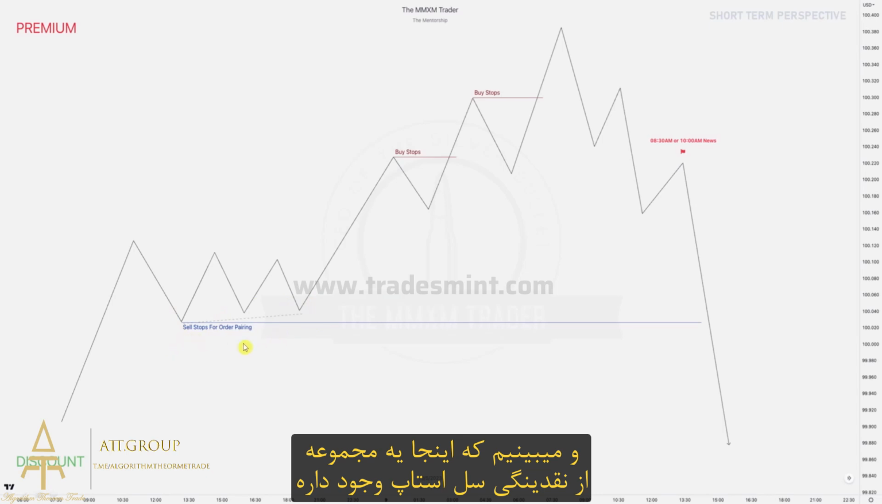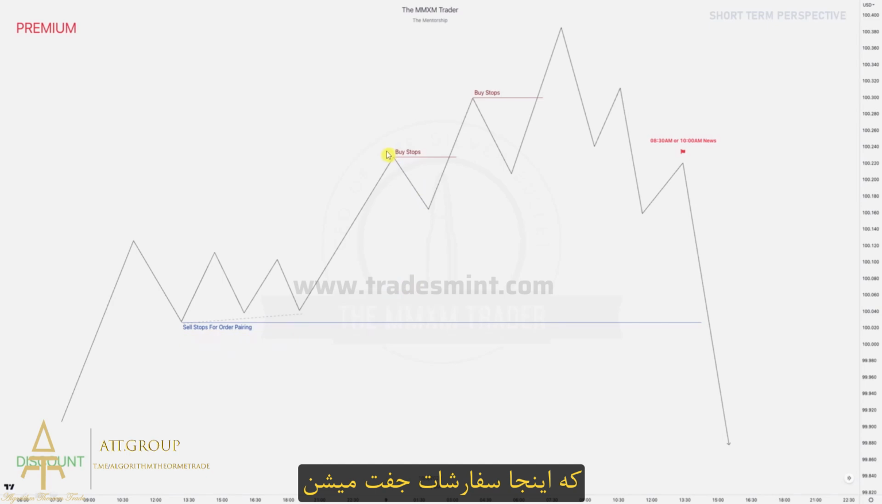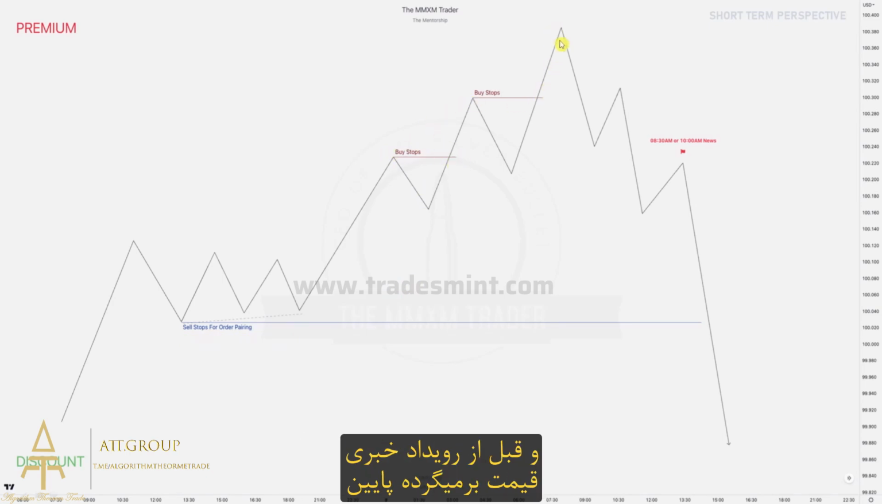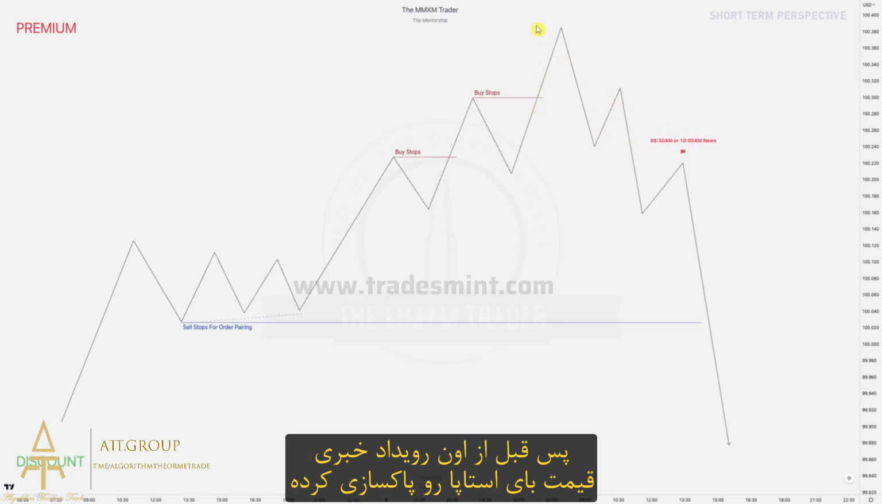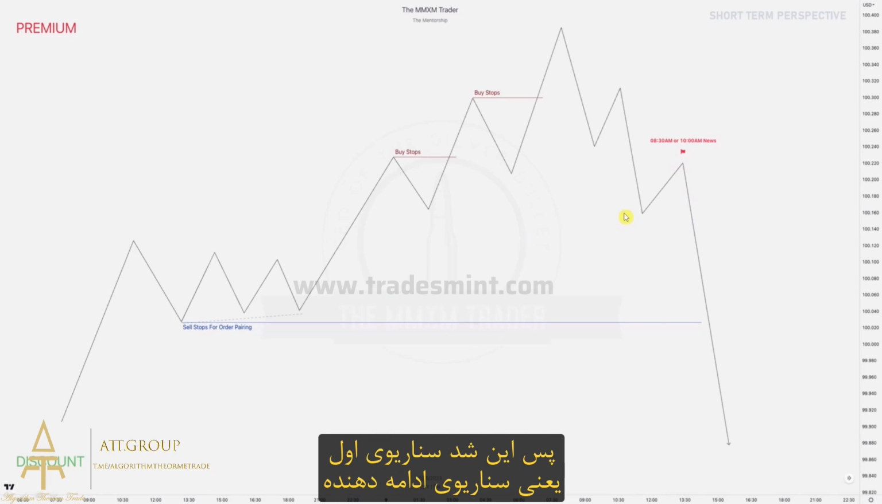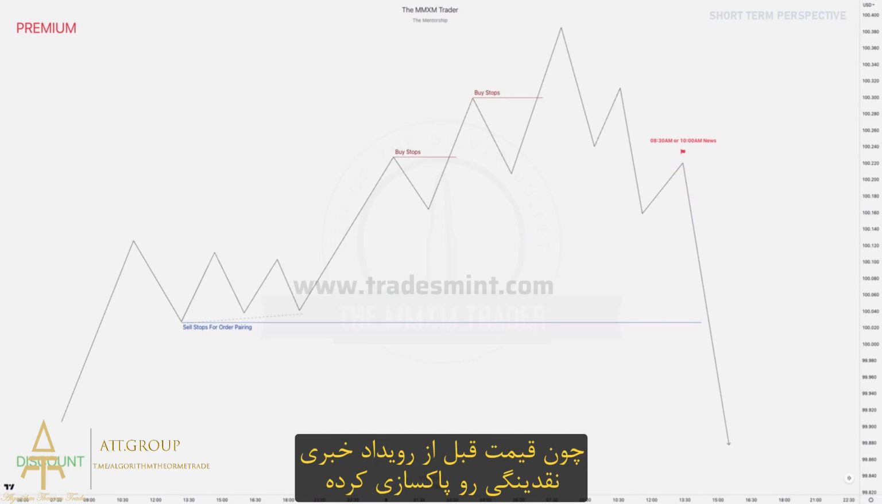So we have a basket or a liquidity pool of sell stops down here for order pairing, and then we have those buy stops raided over here, and then we were reversing before the news event. So we already liquidated those buy stops before that news event, right? So highly likely we're going to see a continuation lower, one-sided. So this is again scenario 1, continuation, because we already have liquidity taken prior to that news event.